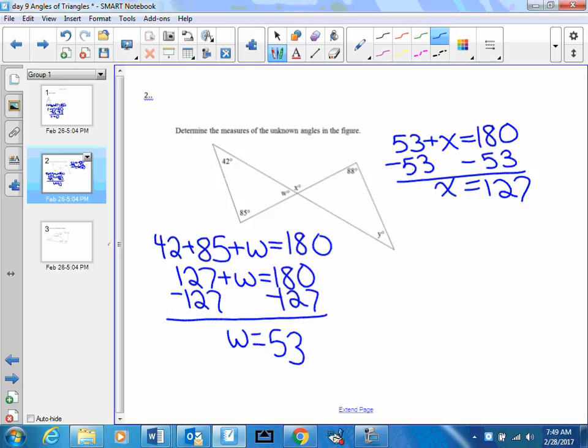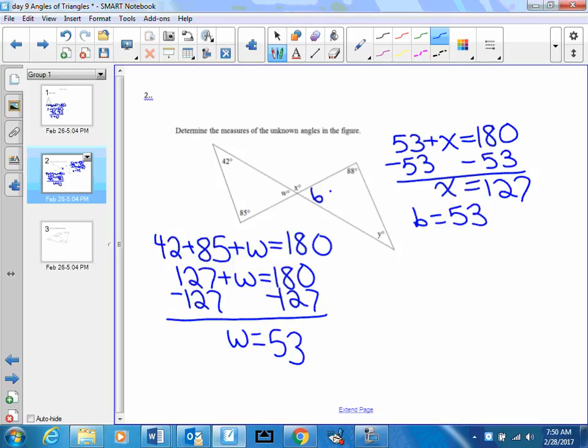So even though it's not labeled with a letter, I'm going to mark the third angle in the second triangle with the letter. Let me call it B. So X and B are supplementary, and also B and W are vertical. So that means the value of B is 53 degrees. Remember, vertical angles are congruent.